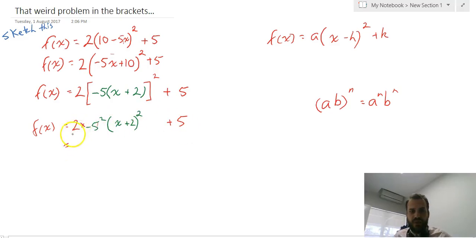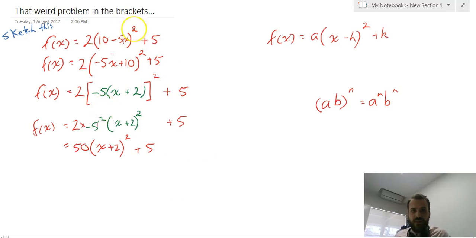Negative 5 squared is 25. 25 times 2 is 50. 50 (x plus 2) squared plus 5. All right, it's not easy. It's not a simple thing to do, but it's the simplest version we're going to get of this.